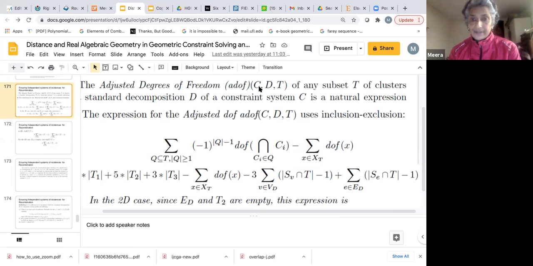So C is the parent. You can think of, so basically T is a subset of its children. And you're looking at every possible subset of that, and you're simply taking the degrees of freedom of the intersection minus the degree of freedom of the shared part, right?